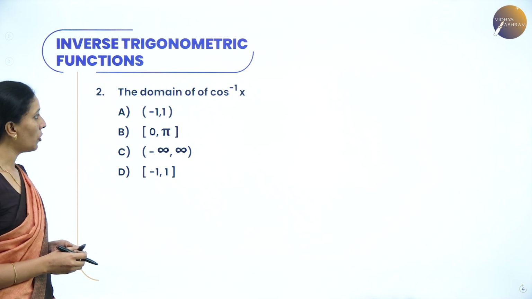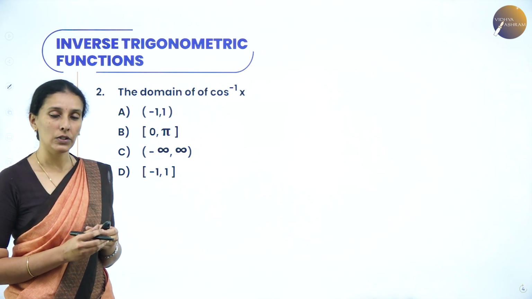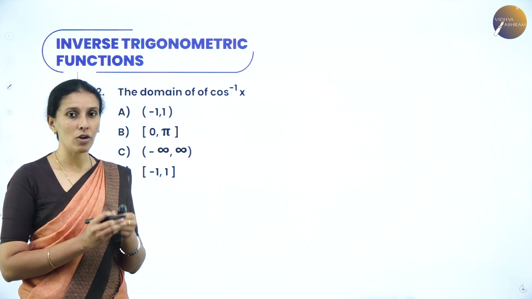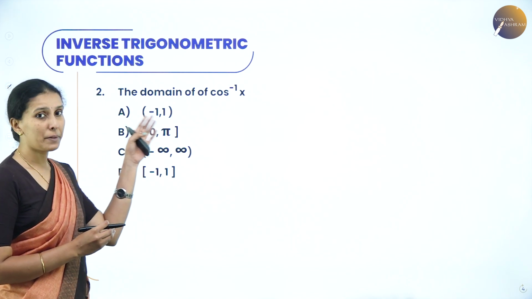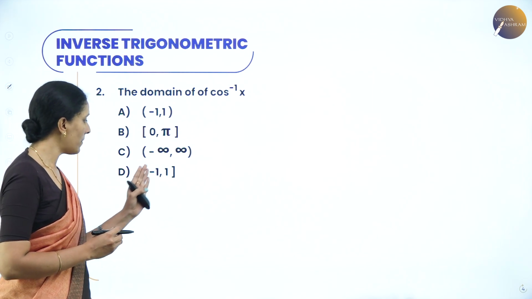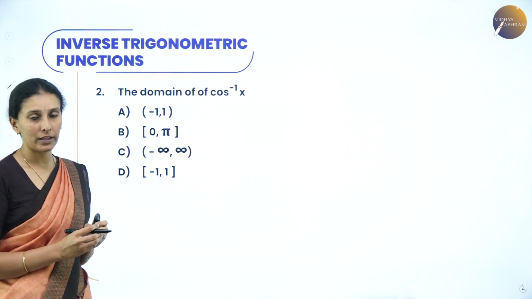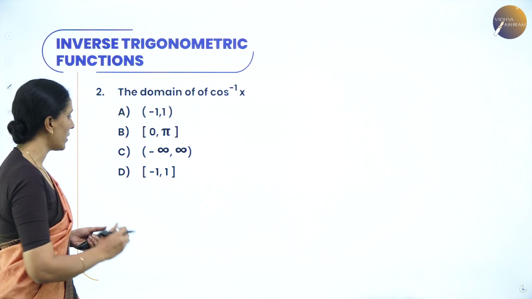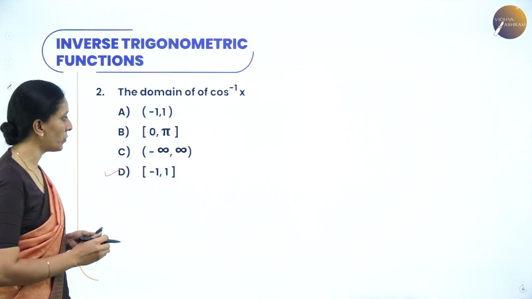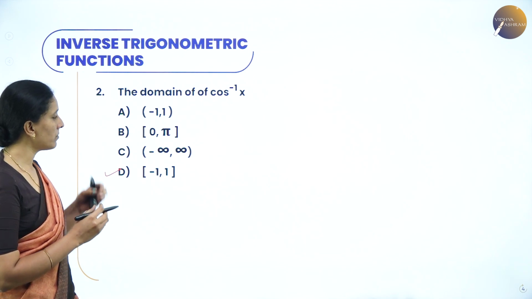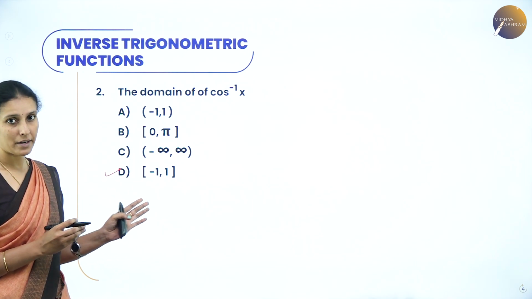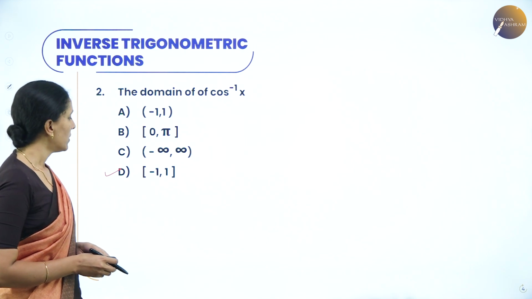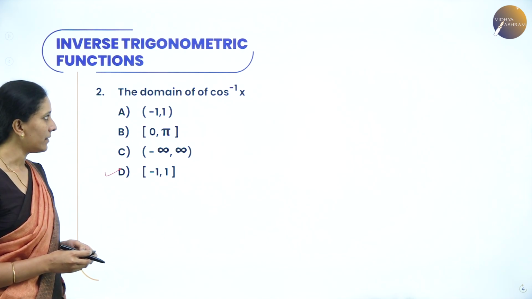Next, the domain of cos inverse x. The domain of cos inverse x is always from minus 1 to plus 1, but whether it is open or closed, including or excluding the end points. They have given the options minus 1 to 1, 0 to pi, minus infinity to infinity, and minus 1 to 1. So the correct option is option D, minus 1 to 1.